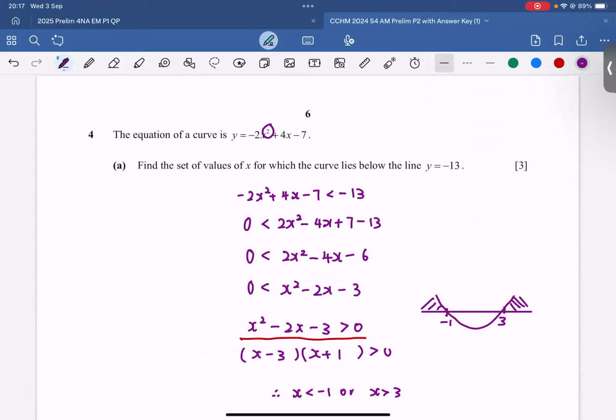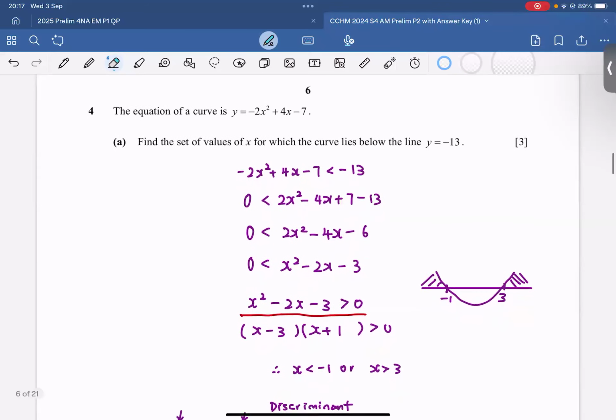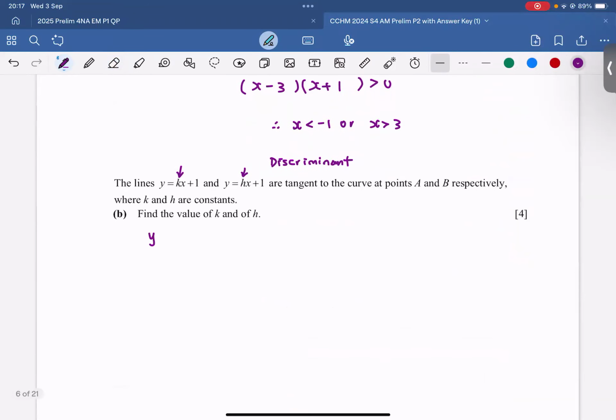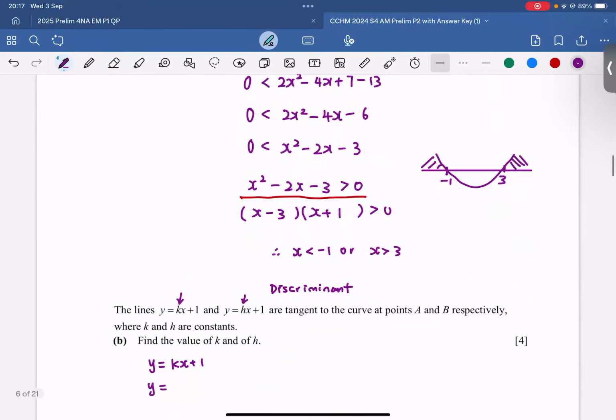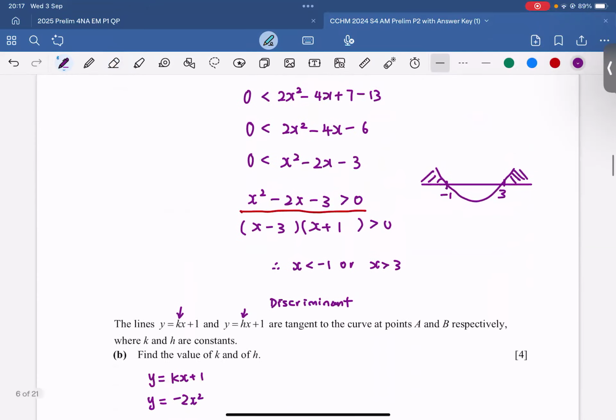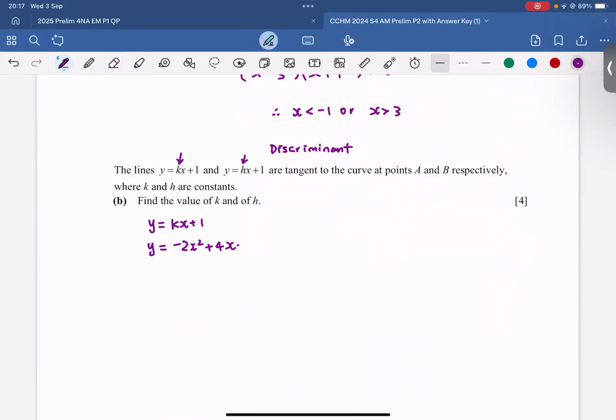So if this is power 3, power 4, then when they talk about tangent, you will have to think of your differentiation. Okay, but this time round, I don't think of differentiation because this is a quadratic, so I will use discriminant instead. So before I can use discriminant, I have to find where this line and the curve will intersect first. So how do I find where they intersect? To find where they intersect, we solve simultaneous equation.